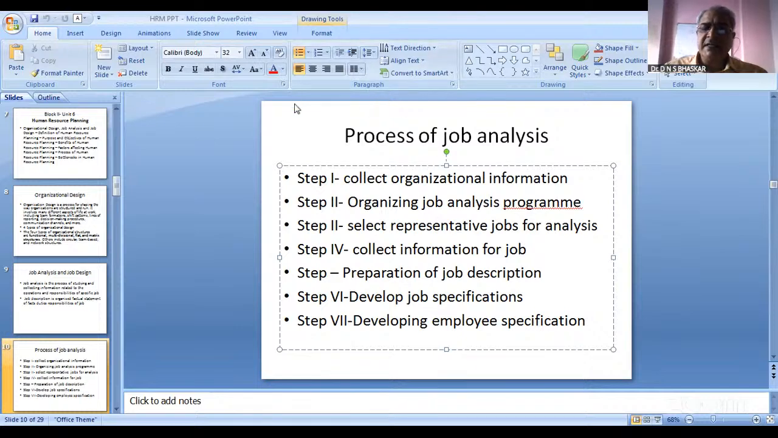Then next, select the representative jobs for the analysis. So when you have selected a particular department, then select a particular job for the purpose of it. So if you want to study the finance department, take a representative job, say for example, finance manager job analysis. Like that you come to it. First you are doing organizational analysis. That means what is the type of organization? Then organizing the job analysis program. That means in which department you want to make out the analysis. Then selecting representative jobs for that particular aspect.